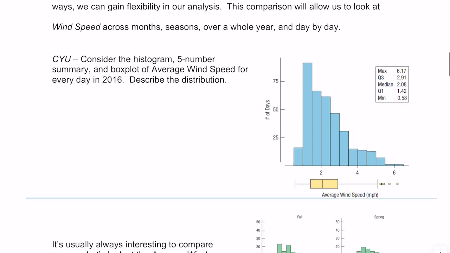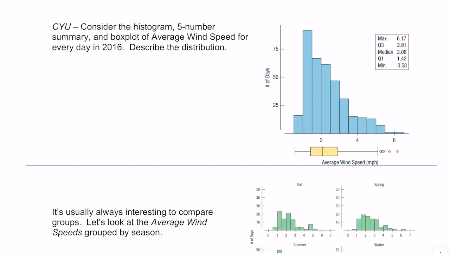Okay. So pause the video right now and read the problem and answer the question. And when you're ready, you can unpause and come back. Consider the histogram, the 5-number summary, and the box plot of average wind speed for every day in 2016. We're asked to describe the distribution.